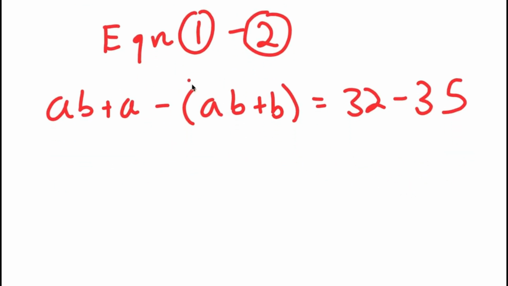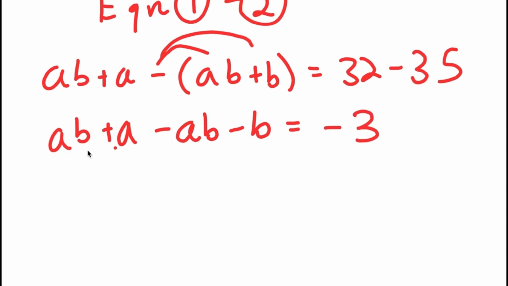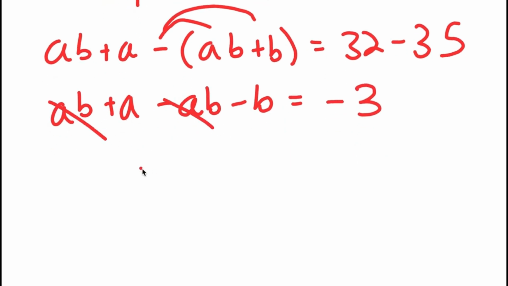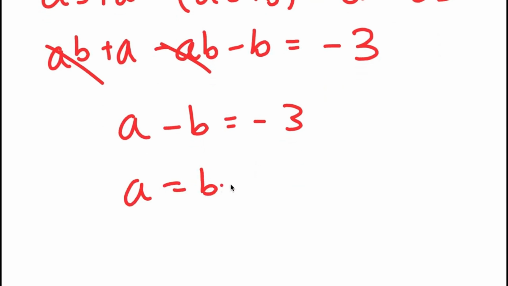So to solve this, what I'm first going to do is distribute the negative sign. So now I get AB plus A minus AB minus B is equal to 32 minus 35, which is equal to negative 3. Now I can cancel out AB and negative AB, so I'm left with A minus B is equal to negative 3. And this means that A is equal to B minus 3.